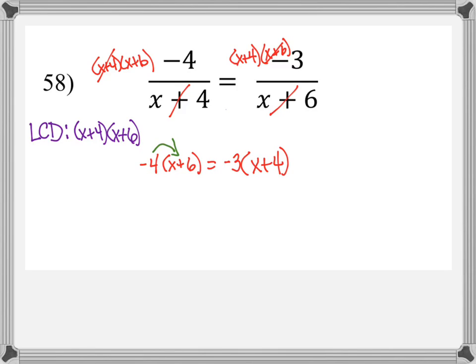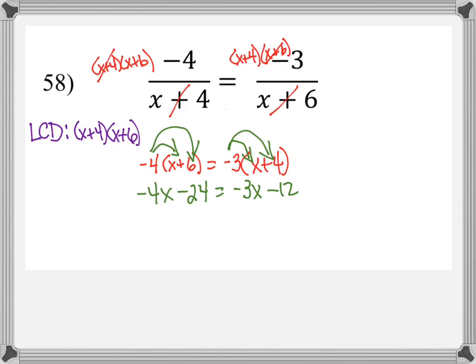Negative 4 times x, -4x. Negative 4 times 6 is -24. Negative 3 times x, -3x. Negative 3 times 4 is -12. Okay, and now you can see this is a linear equation. We don't have any exponents. We just have the linear terms x, and then we have constant terms.